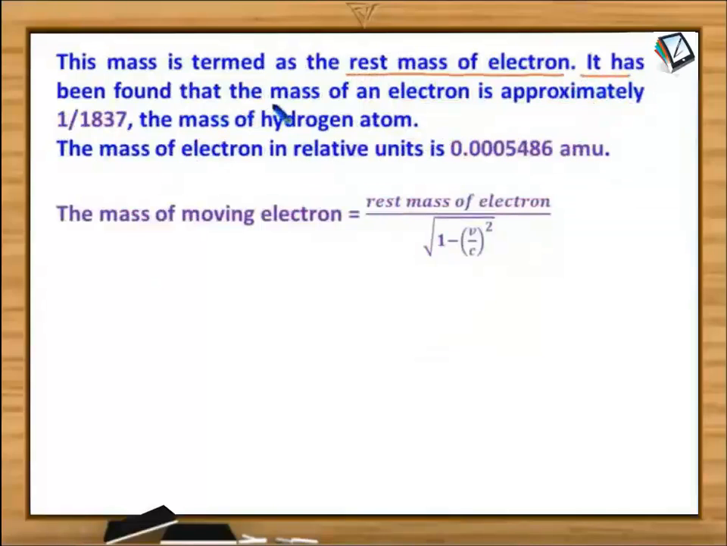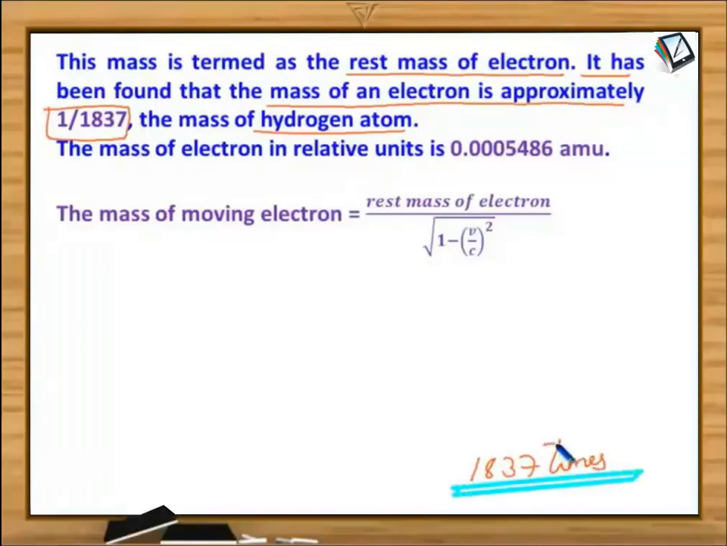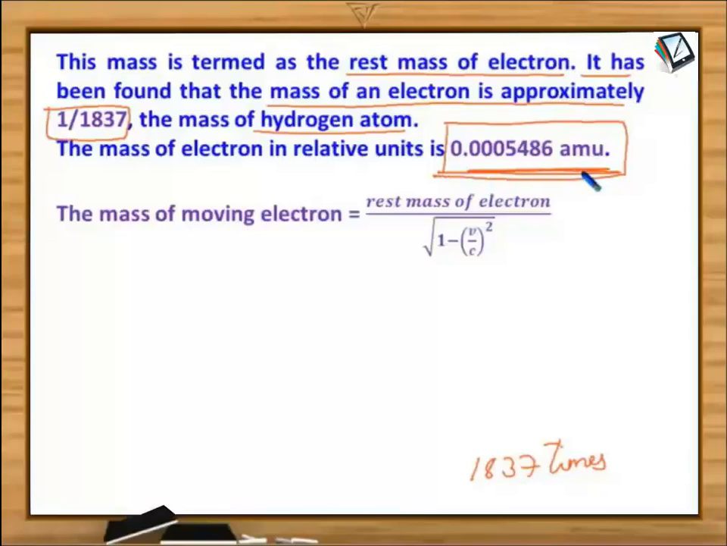It has been found that the mass of an electron is approximately 1/1837 the mass of the hydrogen atom. So we can say that the hydrogen atom is 1837 times heavier than the electron. And the mass of the electron in relative units is 0.000548 AMU. So this is the mass of the electron in relative units.